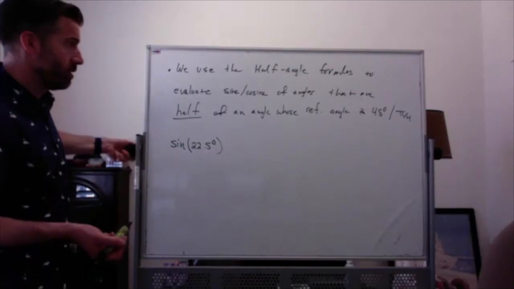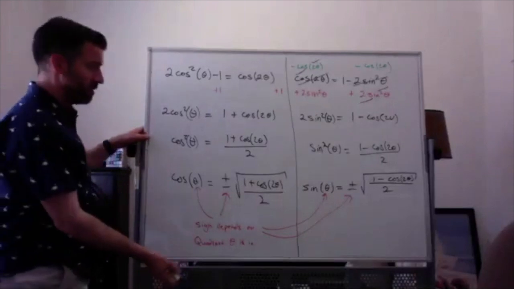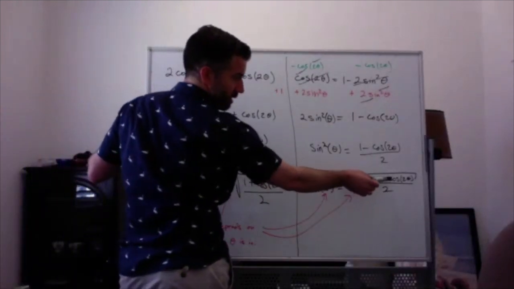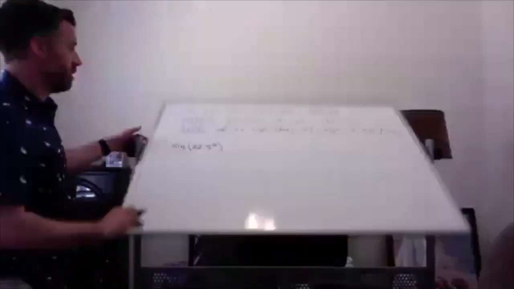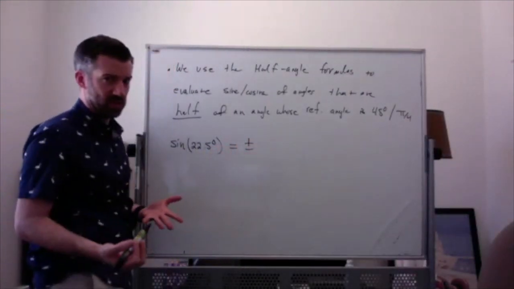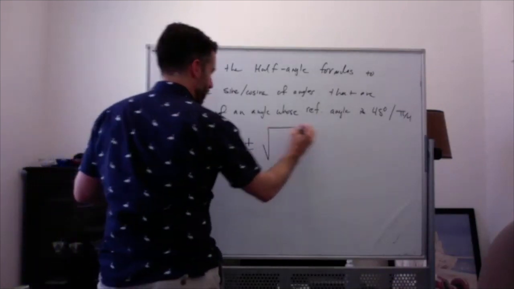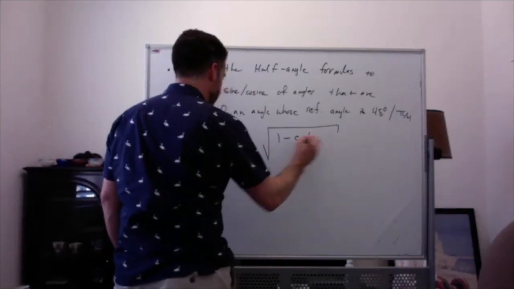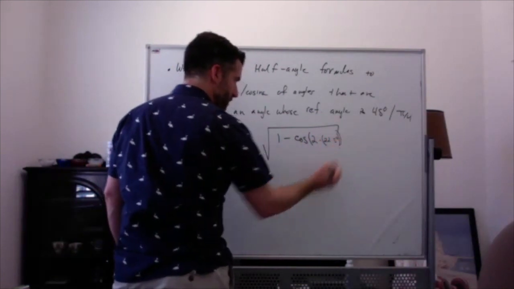Okay, so I'm going to look at the formula. The formula says sine of an angle is plus or minus the square root of 1 minus cosine of 2 times that angle over 2. So let me show you. I like to write the plus or minus the first step and then show the person doing the grading what I chose. The square root of 1 minus cosine of 2 times my angle. So 2 times 22.5 degrees.